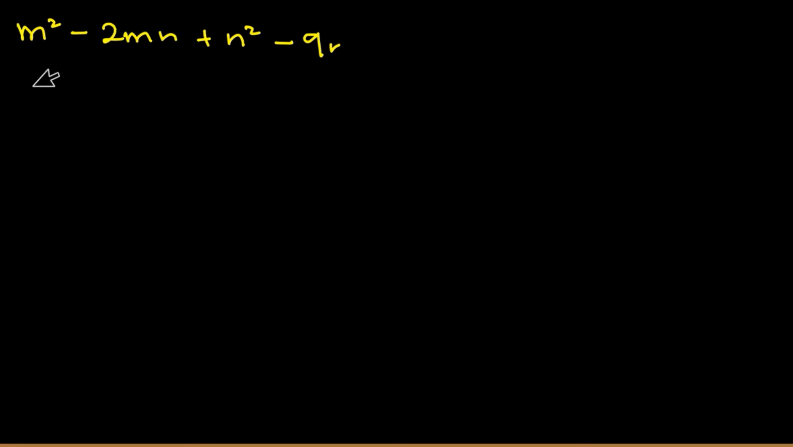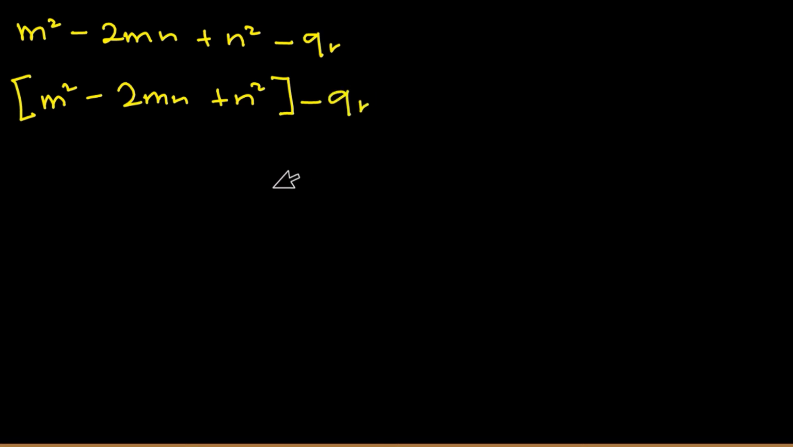Hello everyone. In this video, you factorize this algebraic expression: m squared minus 2mn plus n squared minus 9r. So let's get started. First of all, I'll group them. So we have m squared minus 2mn plus n squared, just like this. Then I'll copy down my 9r just like that.